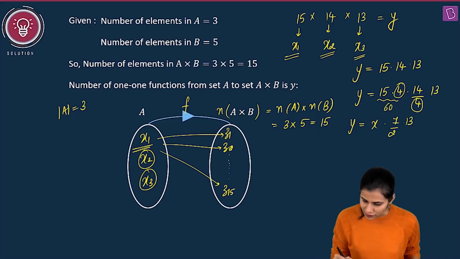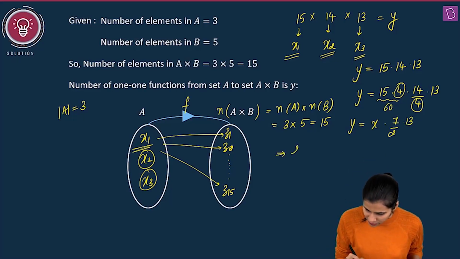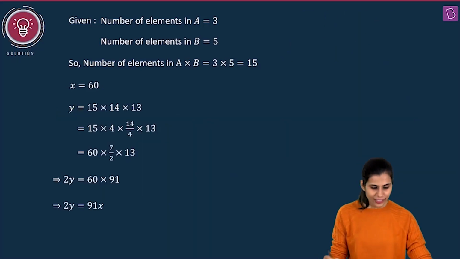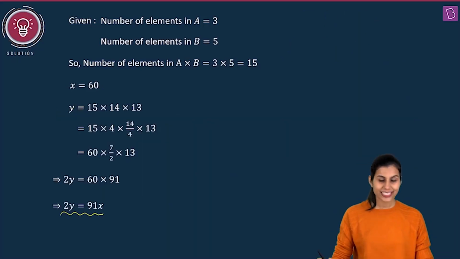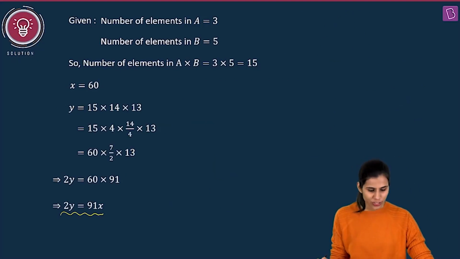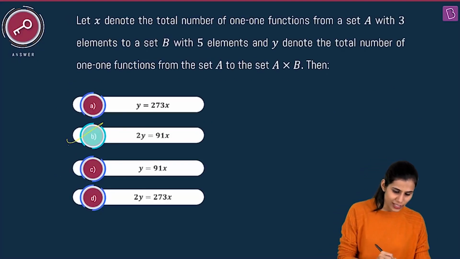I'm just going to resolve this. What will this give me? This gives me 2y equals 91x. And 2y equals 91x is the very relationship between x and y which is sitting in option B.